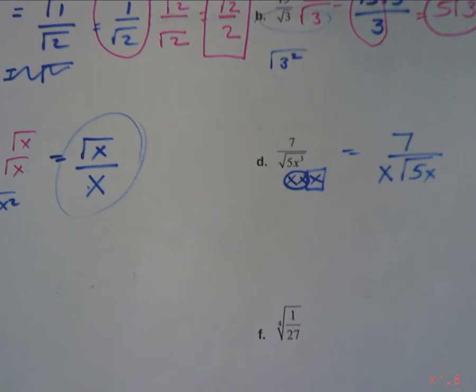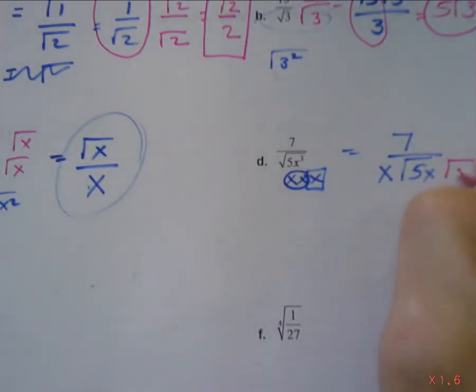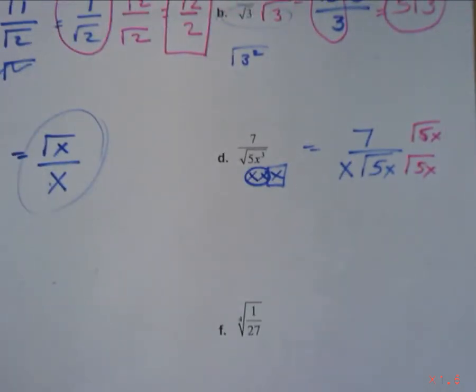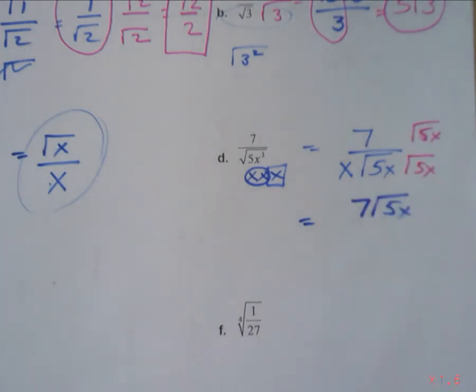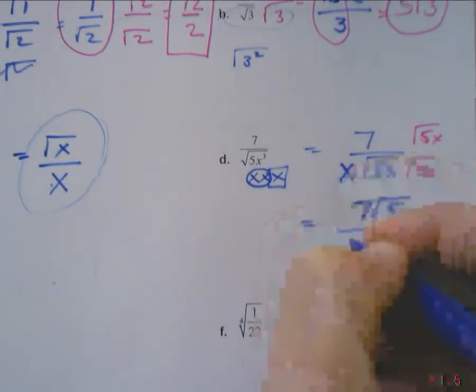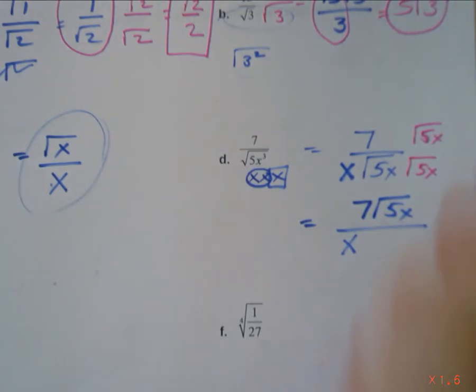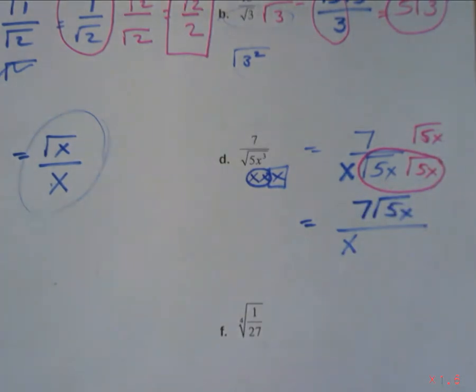Well, I want to rationalize this thing. All right, I got this square root of 5x. I want that out of there. So just multiply top and bottom by the square root of 5x. I get 7 times the square root of 5x, which is just 7 root 5x. And then on the bottom, I get this x, and now what happens when you take root 5x times itself? What do you get? 5x.